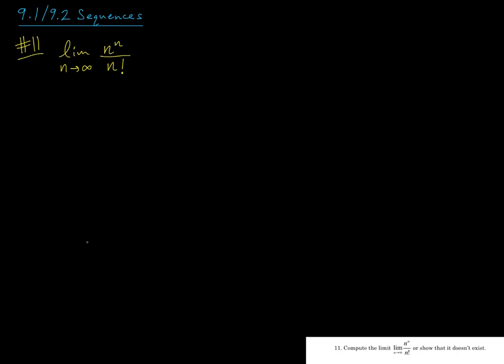All right, question 11. This is the last example in sections 9.1 and 9.2. It says to compute the limit as n approaches infinity of n to the nth power divided by n factorial, or show that it doesn't exist.